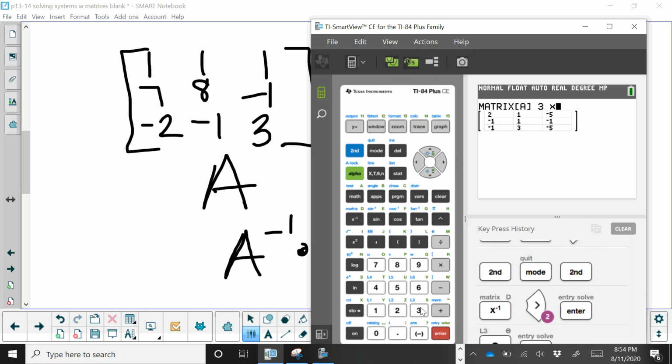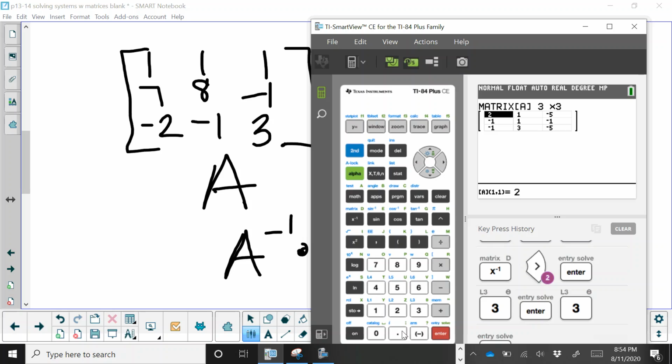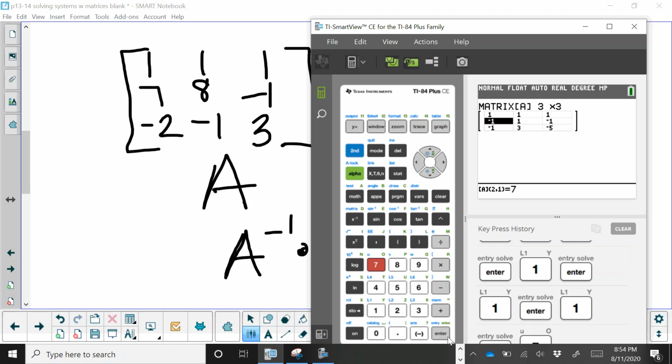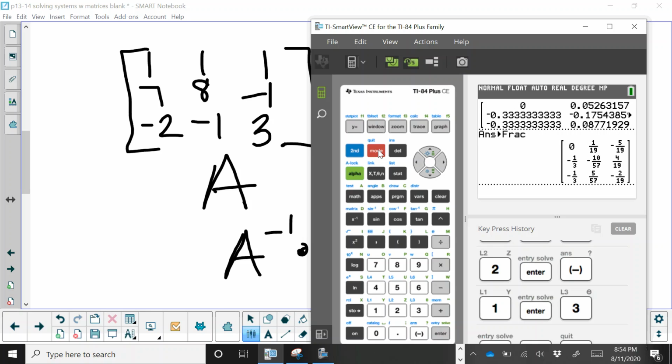Okay, 3 by 3. And I'm going to go first row 1, 1. Go ahead and do this with me. 7. You guys are probably faster than me anyway. Negative 1. And negative 2. Negative 1. And positive 3. So once you get it in there, remember to quit. Second and mode quits and goes back to the home screen.